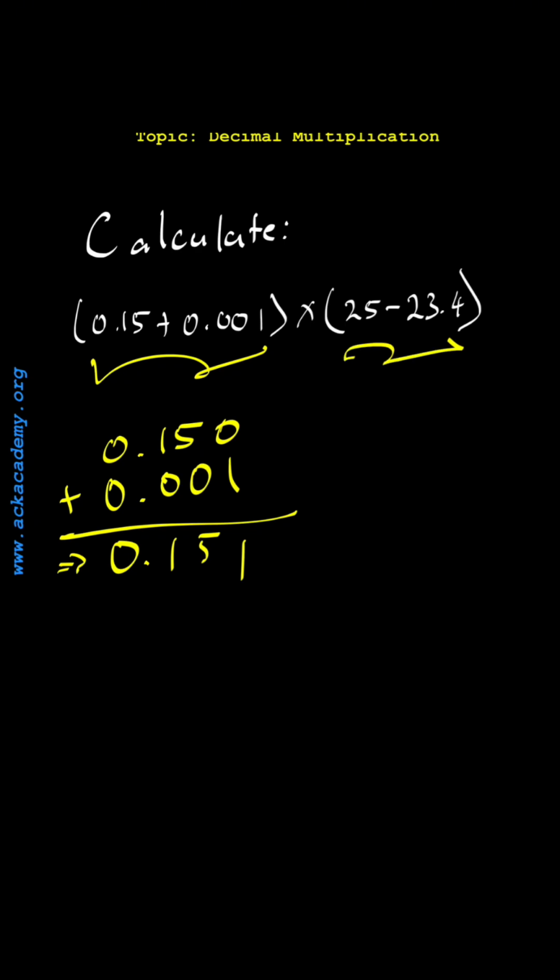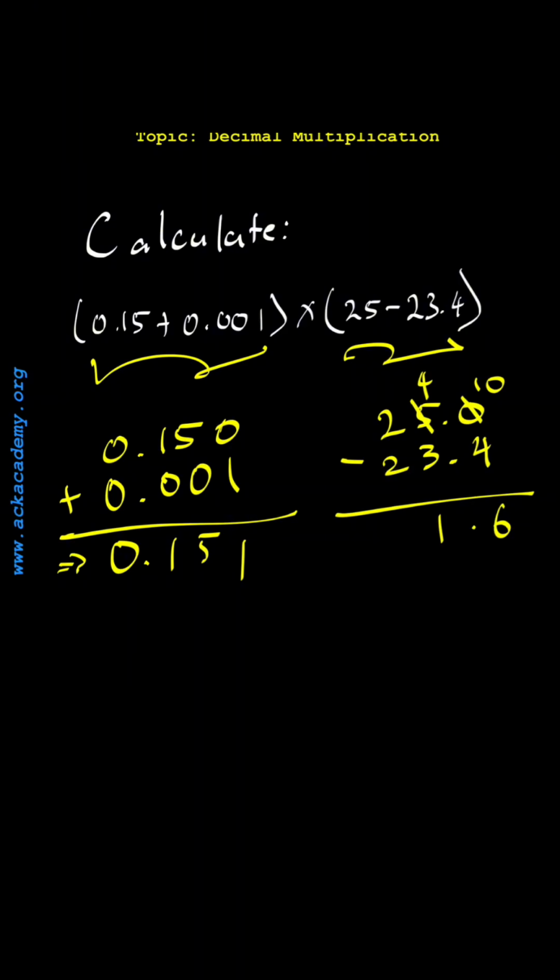Now let's do this section. So it's 25 minus 23.4. Well, don't forget to do the 0.0 there. Now, we can't do 0 minus 4, so we have to borrow from this guy. So let's make that into a 4. Let's make this into a 10. So it's 10 minus 4. 10 minus 4 is 6, and 4 minus 3 is 1, and 2 minus 2 is a 0. So we're left with 1.6, and then you just bring down the decimal. So now this is the second part of that.